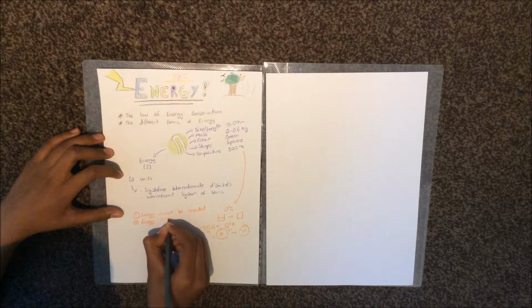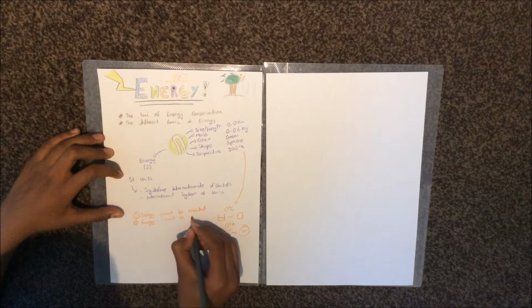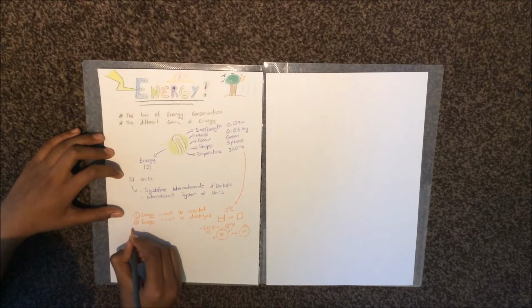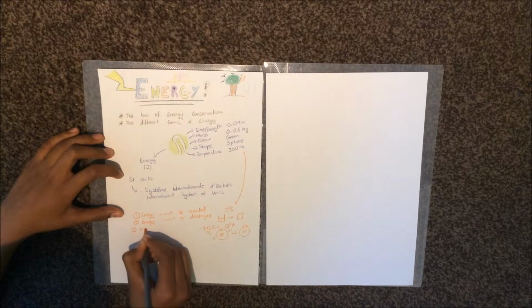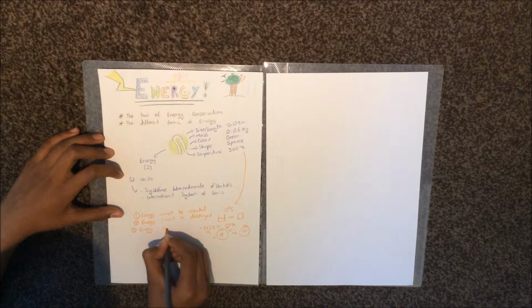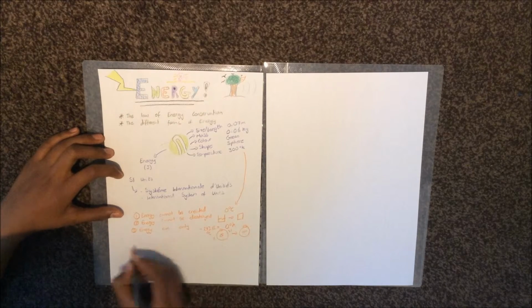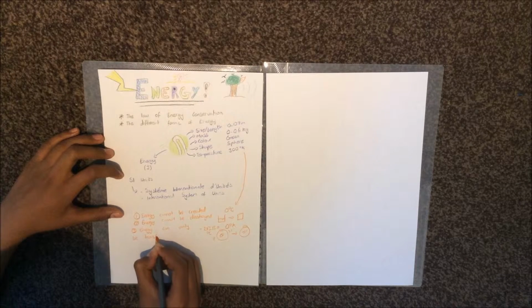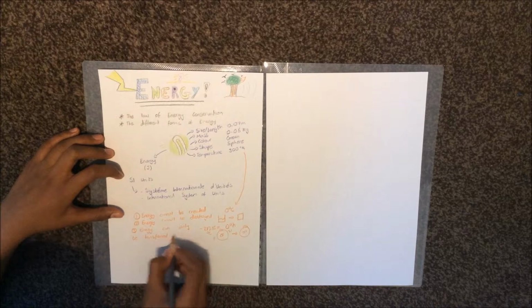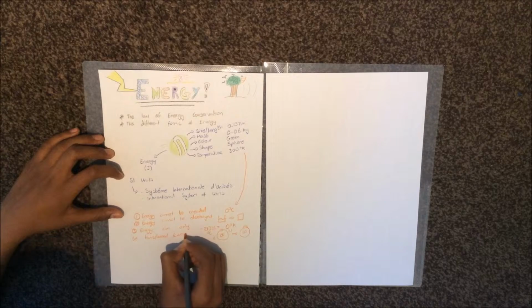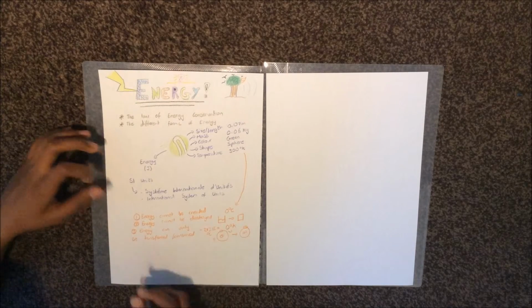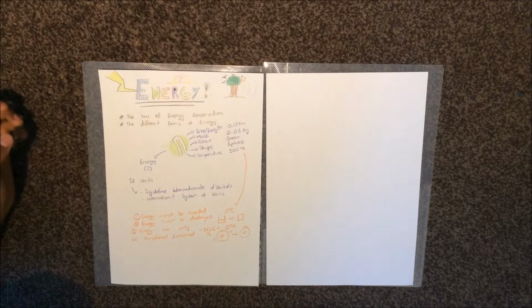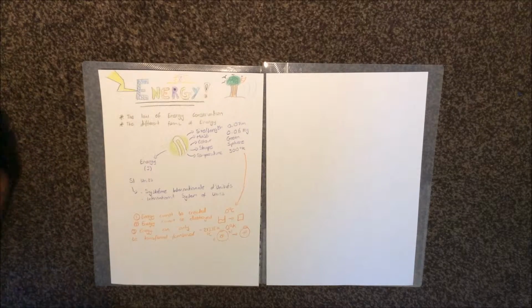2 is that it can't be destroyed. Energy cannot be destroyed. And 3 is that it can only be transferred. Yeah, can only be transferred, or as the name suggests, conserved. Right? Conserved, that's what it implies. Energy can't be created, it can't be destroyed, it can only be conserved.